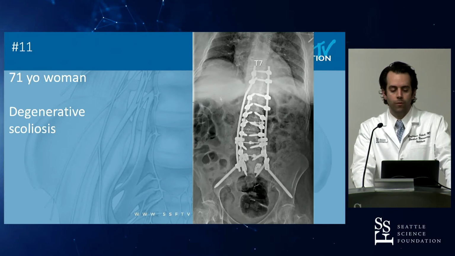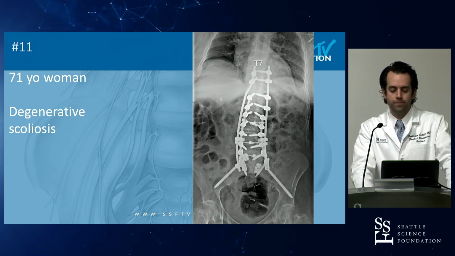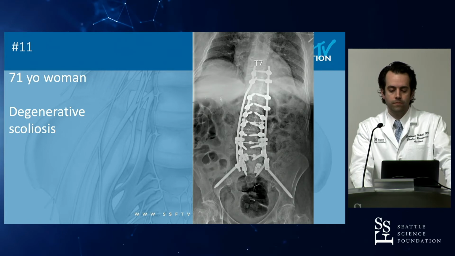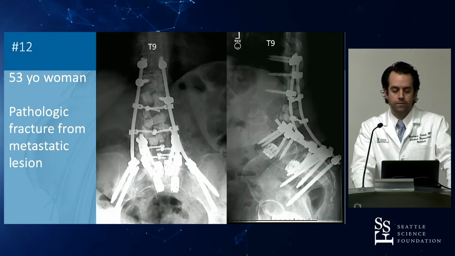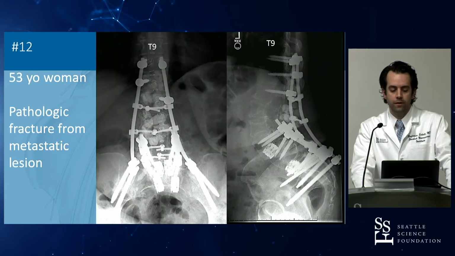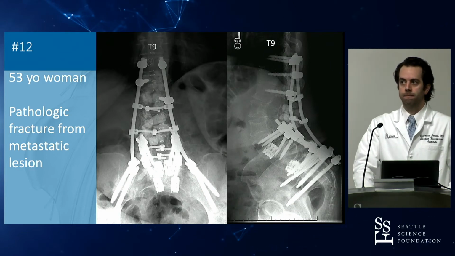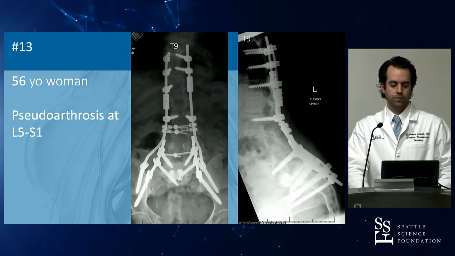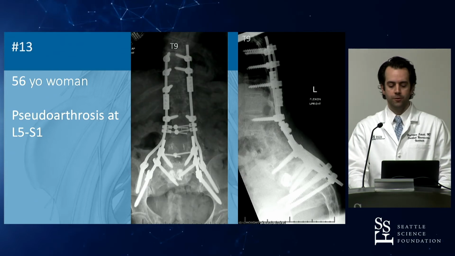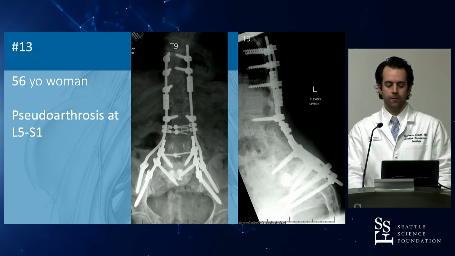Case number 11, 71-year-old woman, had some degenerative scoliosis, the T7 vertebral level marked. Case number 12, 53-year-old woman, again, metastatic cancer with pathologic fracture in her sacrum. Case number 13, a 56-year-old woman with a pseudoarthrosis, has T9 marked there on the AP and lateral.